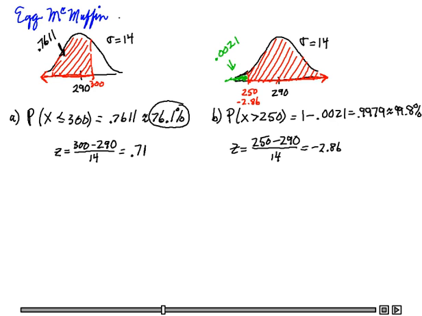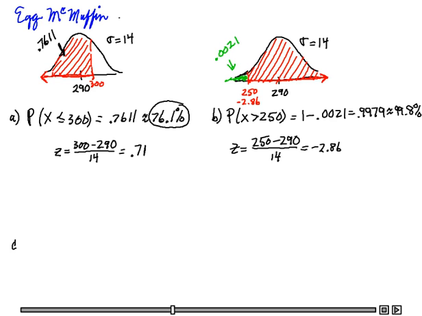Notice the difference between A and B. The table always reads to the left. And so when I'm looking at these two problems, I can see the first one was answered by that value, but the second one, since I was looking at an interval that's going out to the right, I'm going to have to subtract the table value from 1 to get what I want.